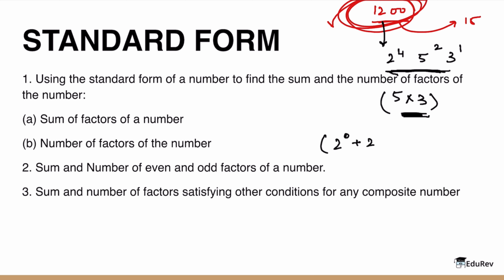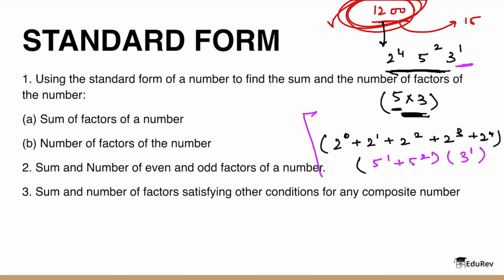Okay, now all the factors that are divisible by 15 are going to be what? 2 to the power 0 plus 2 to the power 1 plus 2 to the power 2 plus 2 to the power 3 plus 2 to the power 4 from here. Now 5 has to be there, so I cannot write 5 to the power 0, it has to be 5 to the power 1 plus 5 to the power 2. Now 3 to the power 1 is there, but I cannot write 3 to the power 0, so it has to be 3 to the power 1. So this is going to give me the sum of all the factors which are divisible by 15. And this is going to be what exactly? Let me calculate it. Okay, so this is going to be the sum. I think you can calculate it.